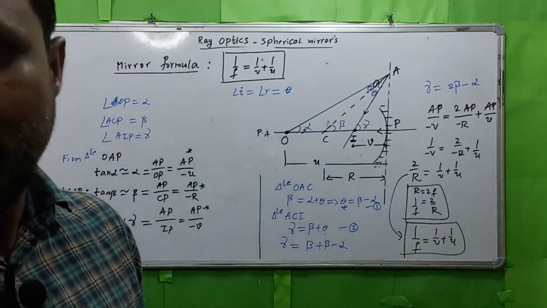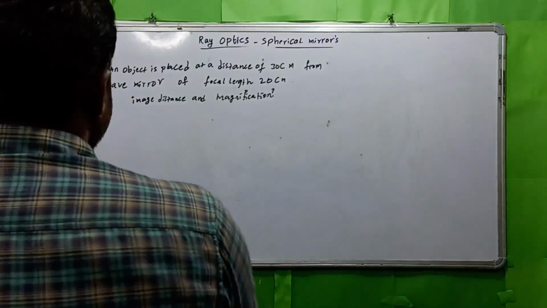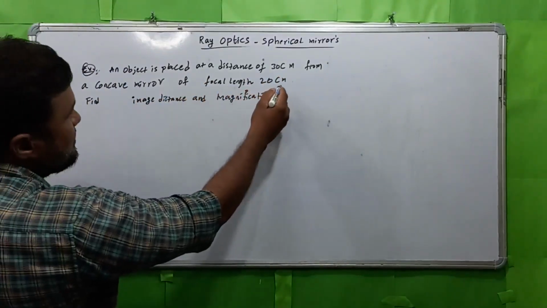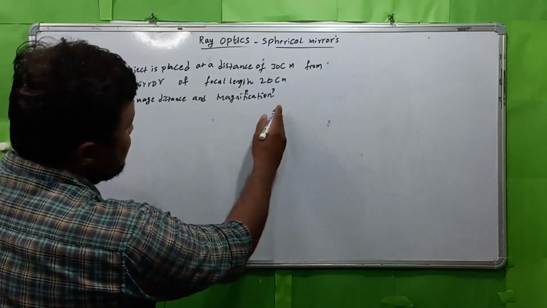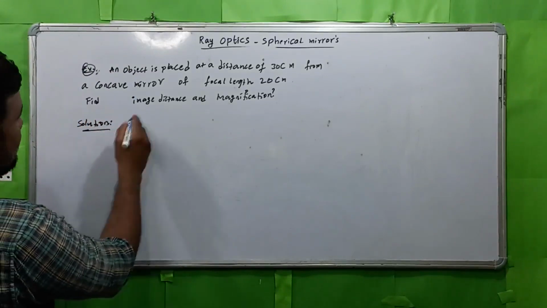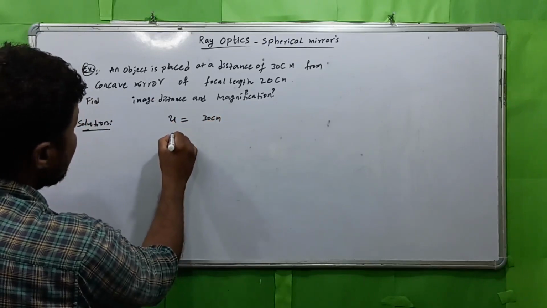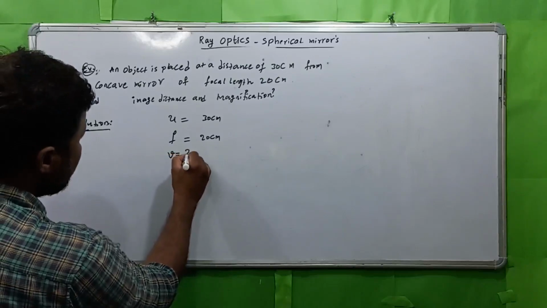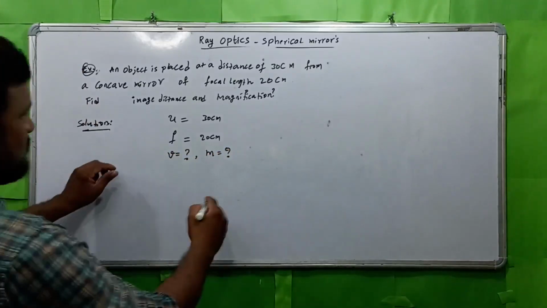Now we will do one problem. An object is placed at a distance of 30 cm from a concave mirror of focal length 20 cm. Find image distance and magnification. Solution. Given object distance U is equal to 30 cm, focal length F given 20 cm, we have to find image distance and magnification.